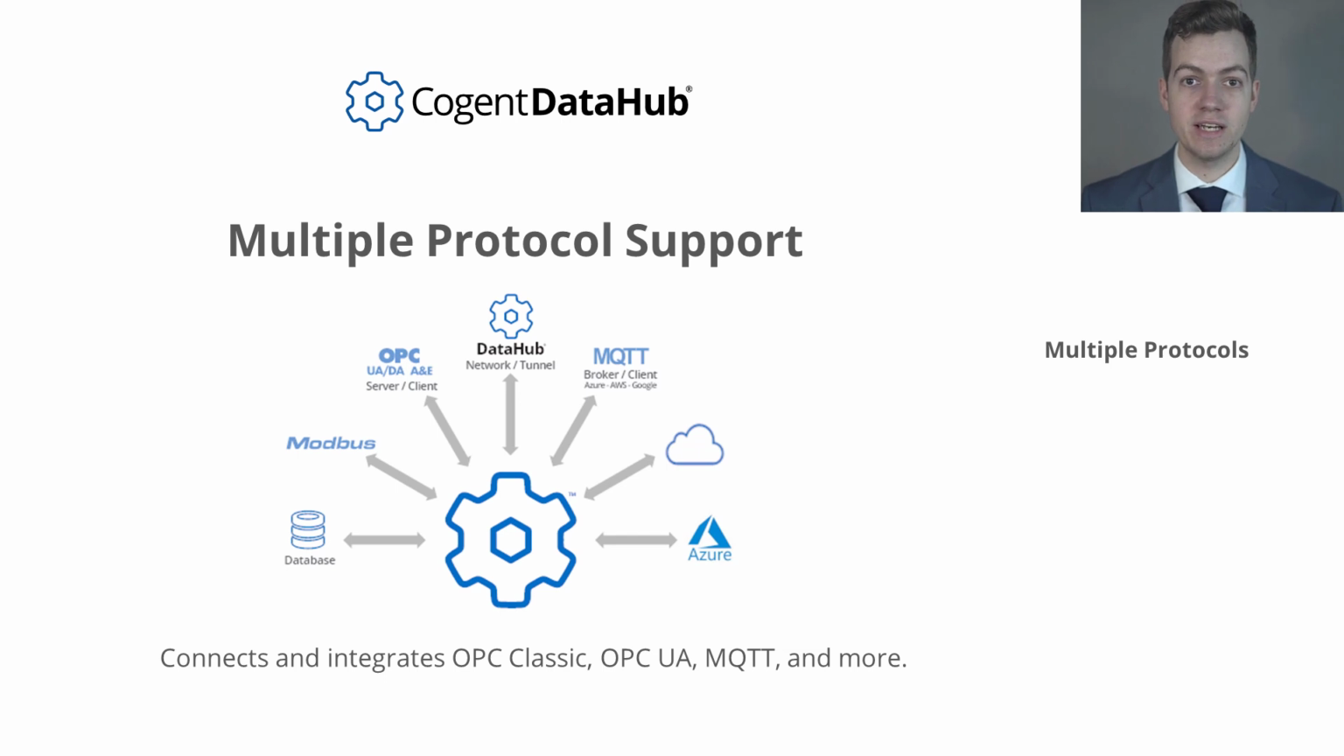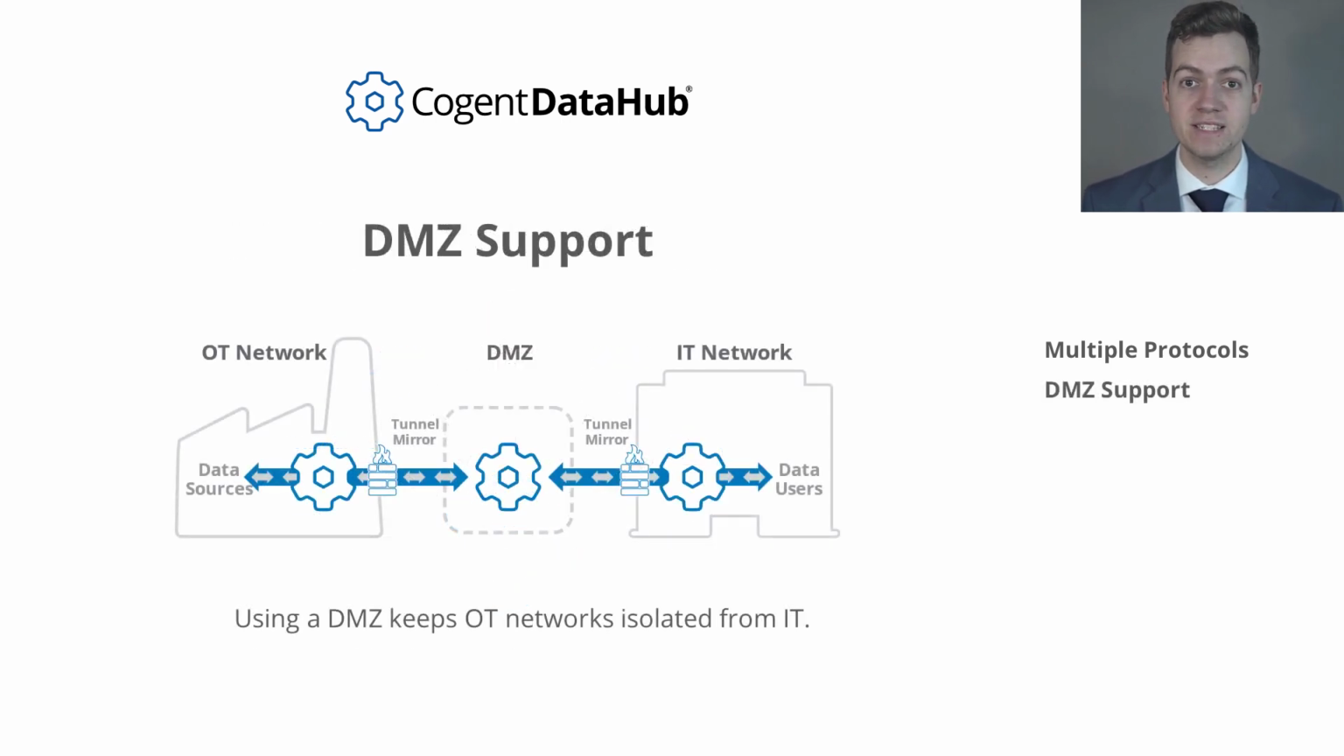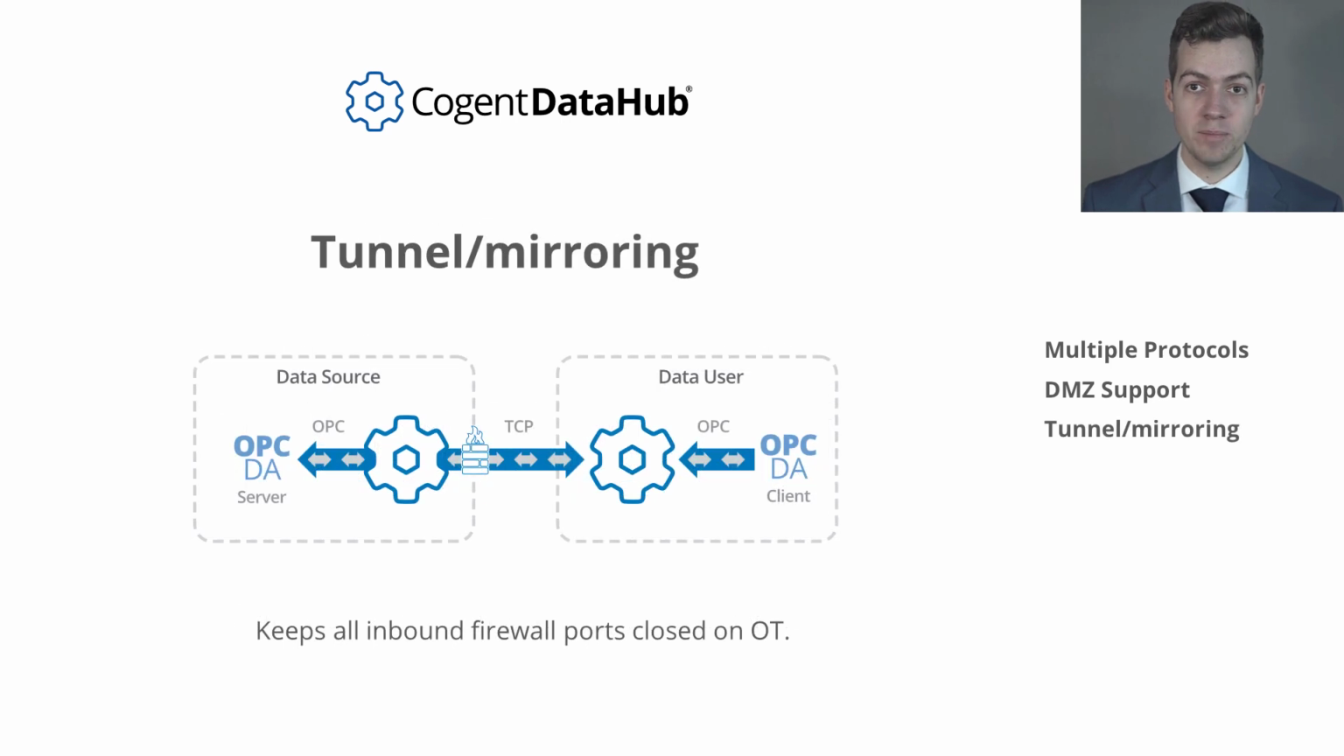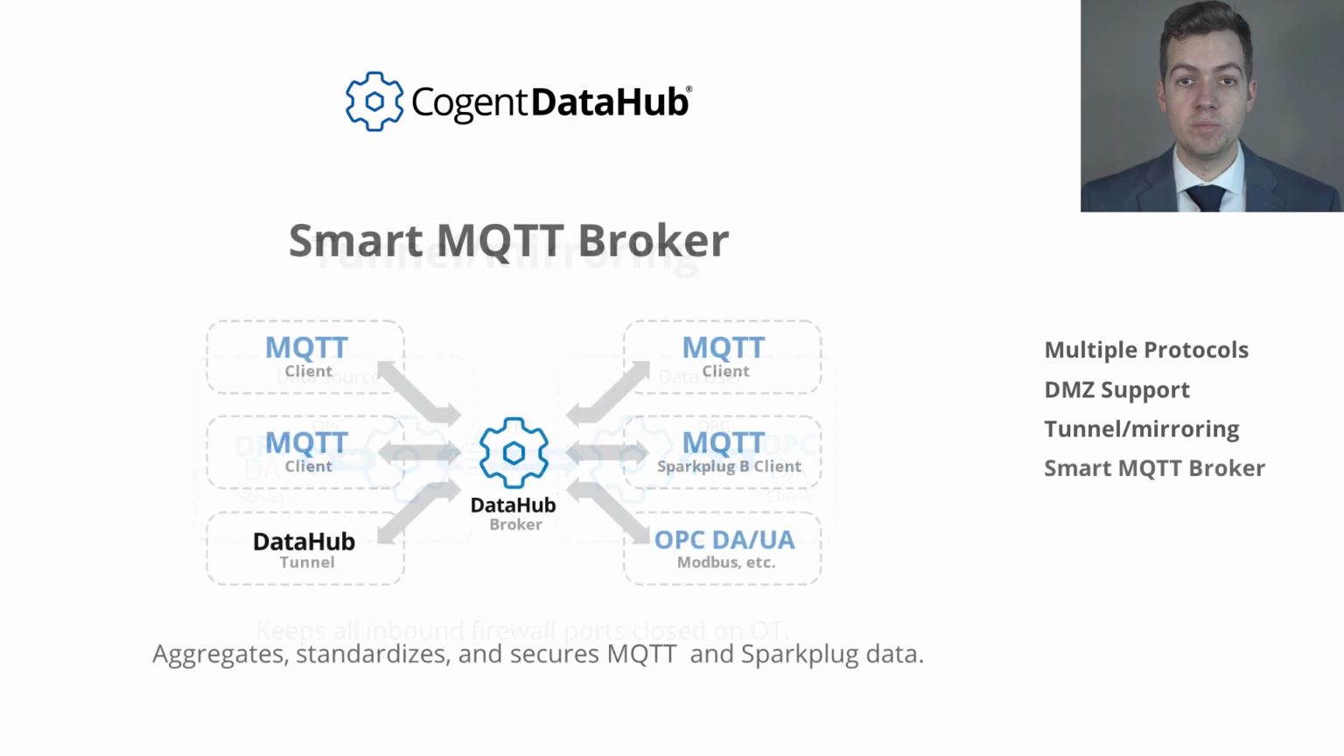For network security, DataHub software provides full DMZ support, passing connections securely through DMZs over multiple node hops at low latencies, isolating OT networks from IT and cloud services. The data connection is done with tunnel mirroring, which keeps all inbound firewall ports closed on the OT side for any connecting protocol. To bolster MQTT, the DataHub Smart MQTT broker aggregates, standardizes, and secures MQTT data, with full integration and support for Sparkplug. It responds to errors, resolves failed writes, and adds data quality information.